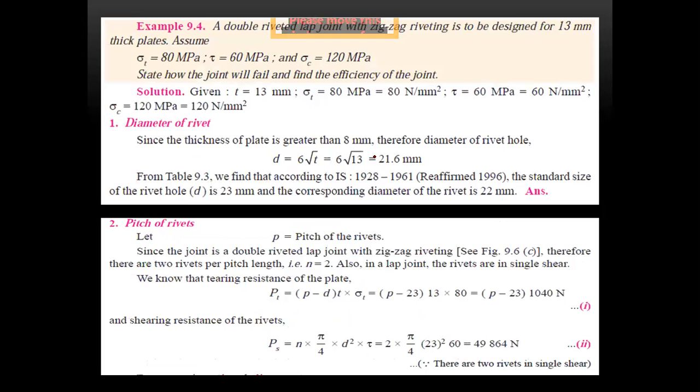Next, a double riveted lap joint with zigzag riveting is to be designed for 13 mm plates. Assume the values. State how the joint will fail. Find the efficiency. Write the same given data. First find the diameter of the rivet. Same old formula, D is equal to 6 into root T. Okay. Next, pitch of the rivets, P. First take the tearing resistance and find the PT value.